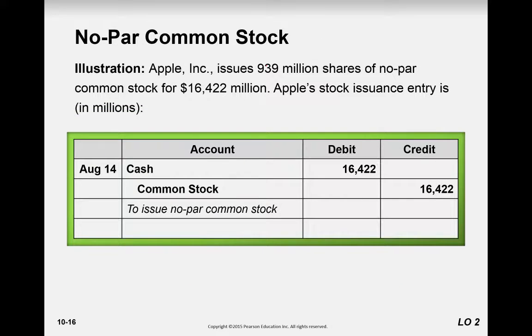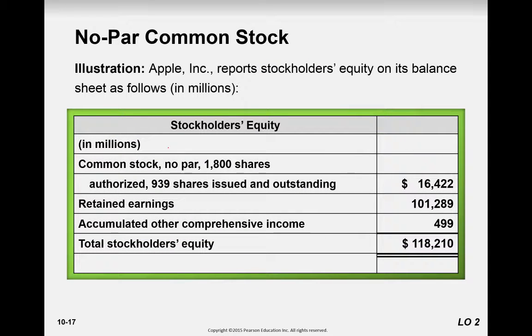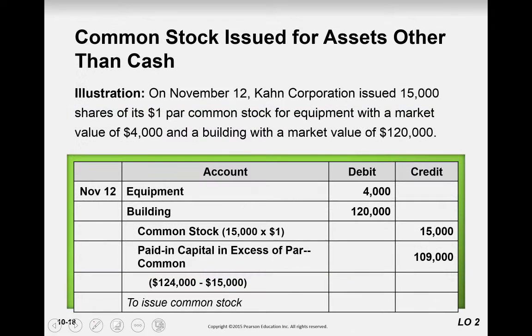So now, no par common stock. If Apple had issued 939 million shares and there was no par, but they issued it for 16,422, in millions, it's just a lot easier. You just have cash and common stock. They equal. There's no additional paid-in capital account because there is no par that was stated. And you'll see a similar section: there's 1.8 trillion authorized, 939 million issued and outstanding. Similar sections to what you saw previously.